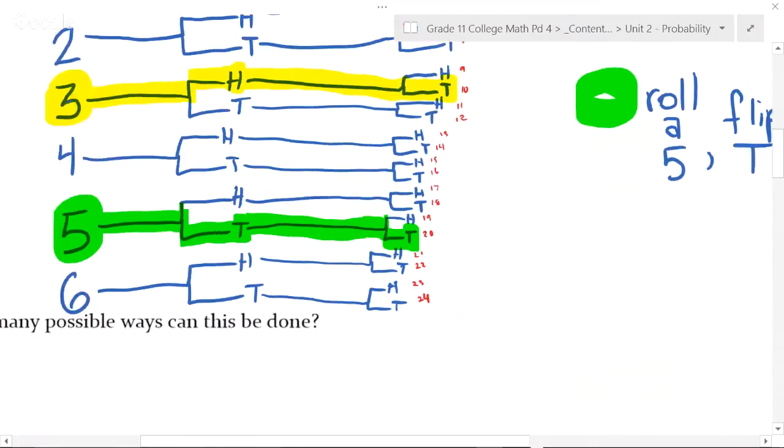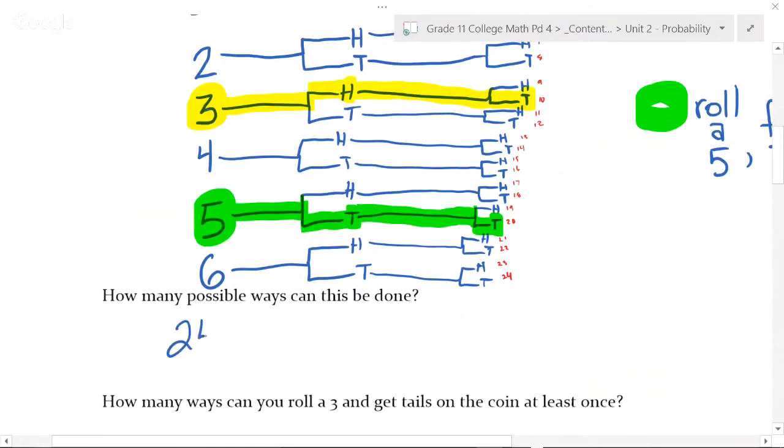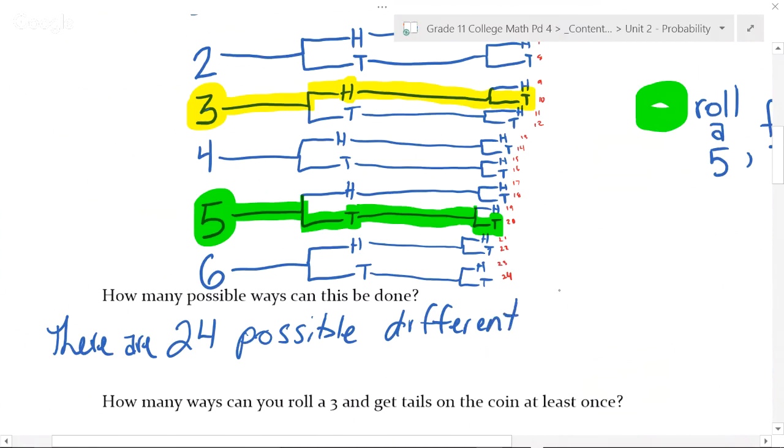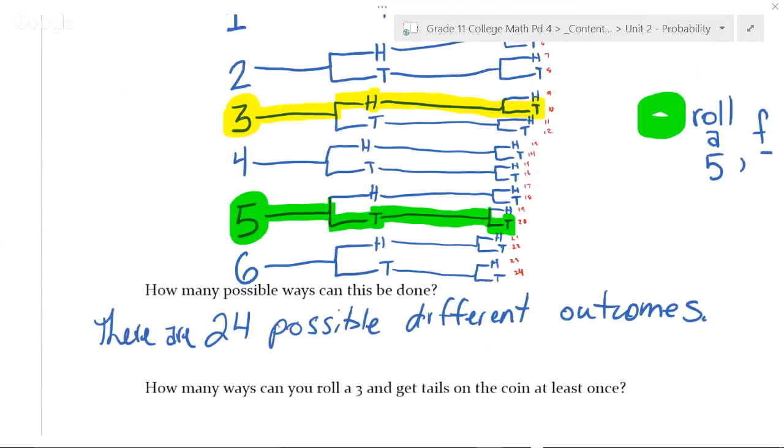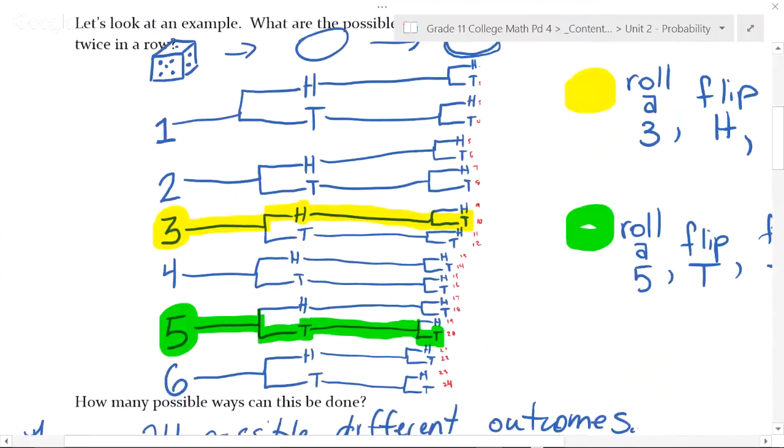So there's 24 different chains I can follow. So there's 24 different outcomes. The 24 possible different outcomes from rolling one die, then flipping 2 coins. 24 different ways it can come out. And from that, we can start to do theoretical probabilities using the tree.